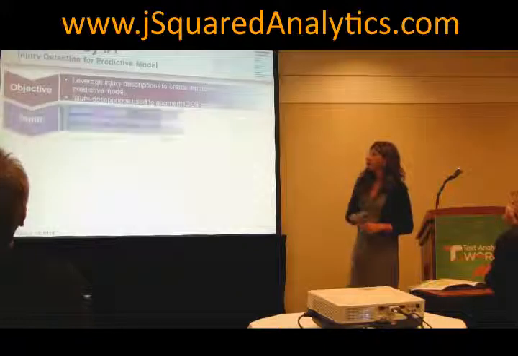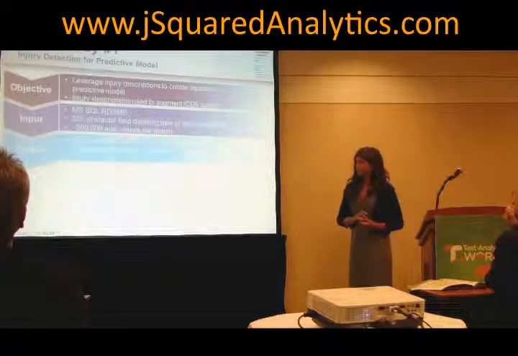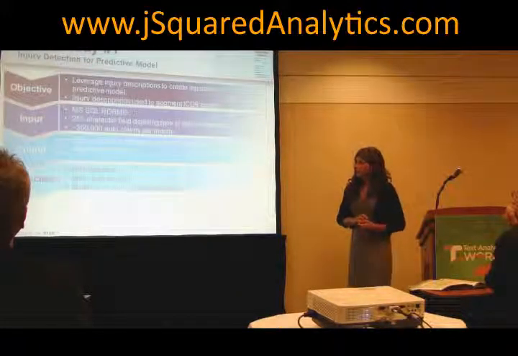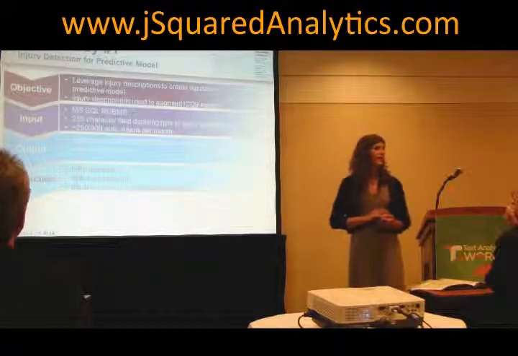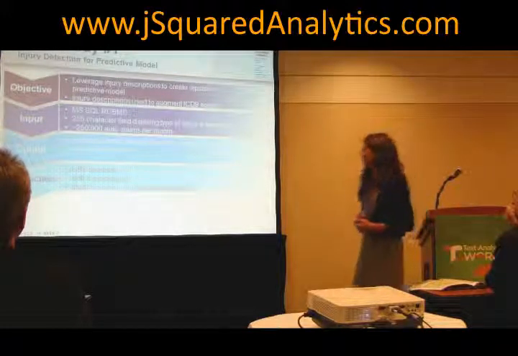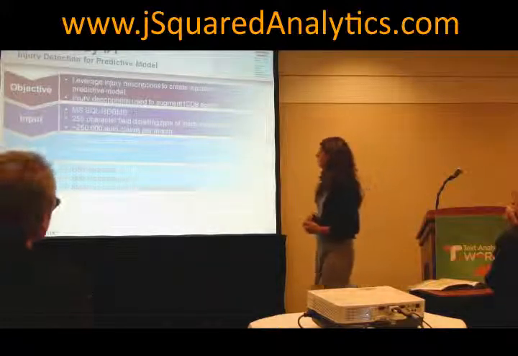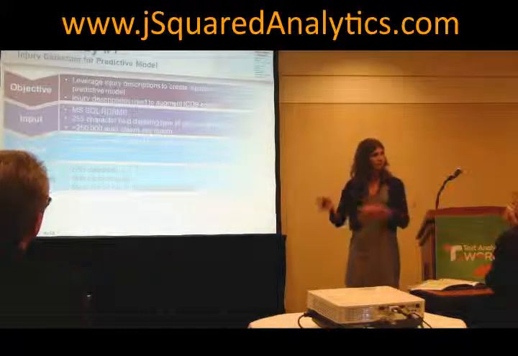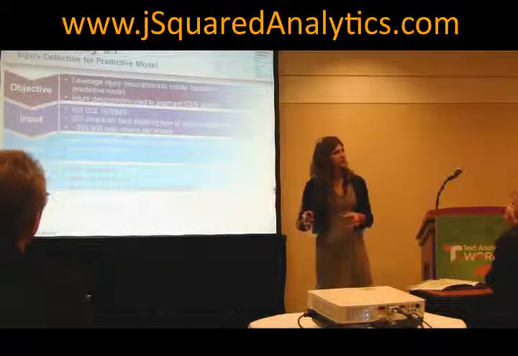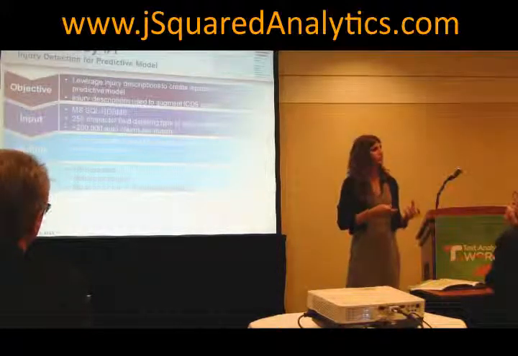So let's talk about our first case study. In this particular case, what we were trying to do was use text to identify specific injury types. We were working with a database that had both structured data and unstructured data. The structured data was basically ICD-9 codes for diagnosis or types of injuries.